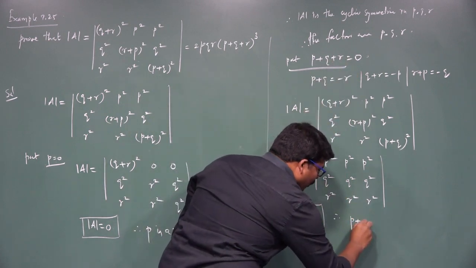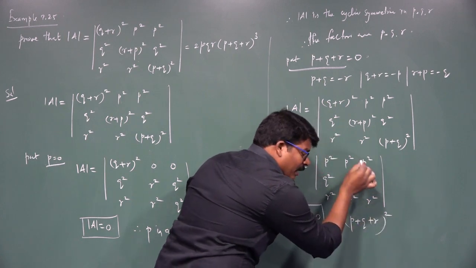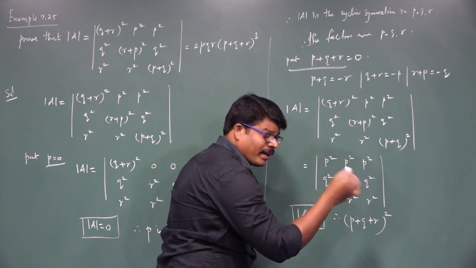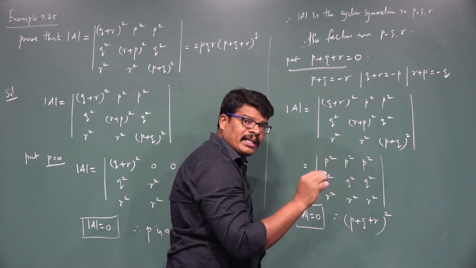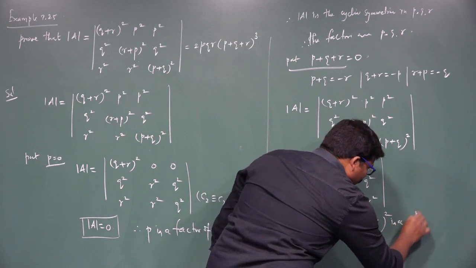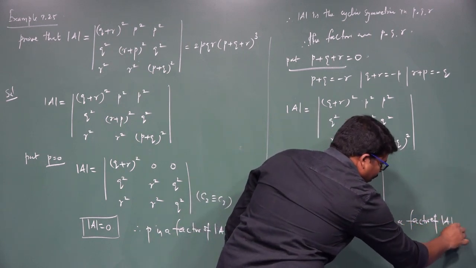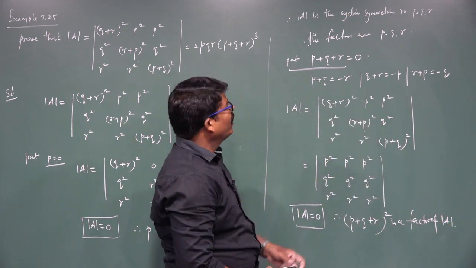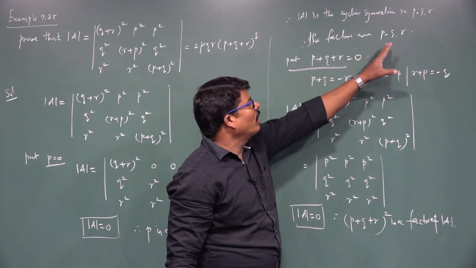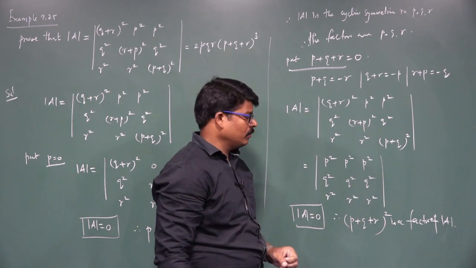Therefore, P plus Q plus R whole square. Whole square means the number of identical rows or columns minus 1. Three rows are identical, 3 minus 1 is 2. P plus Q plus R whole square is a factor of determinant A. Already P, Q, R are factors, and another factor is P plus Q plus R whole square.